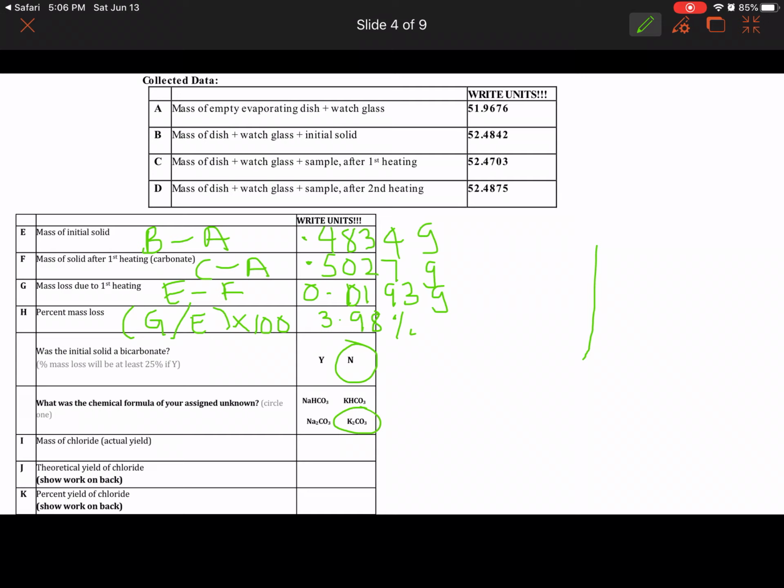Mass of the chloride is what you have at the very end. Remember, in the evaporating dish, after you add hydrochloric acid, it reacts to give you the metal chloride. So how do you find out the mass of the chloride? Actual yield from our experiment, that's going to be D minus A. So D is 52.4875 minus 51.9676. That is 0.5199.